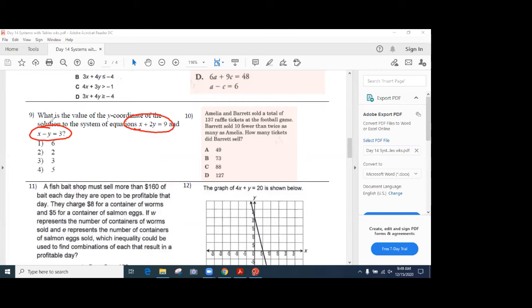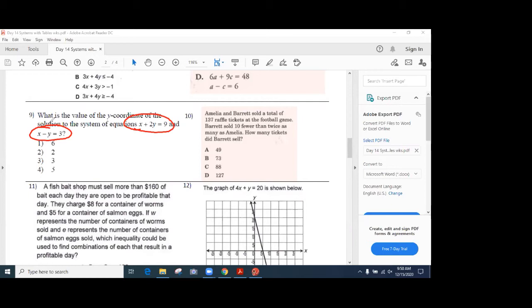Okay, so question 10. And I can promise you there's going to be a question like this on your test. It says Amelia and Barrett sold a total of 137 raffle tickets at a football game. Barrett sold 10 fewer than twice as many as Amelia. How many tickets did Barrett sell? All right, so this is actually like the previous question, but they don't give you the equations. You've got to come up with them.